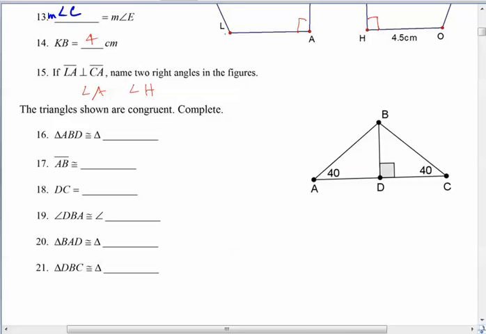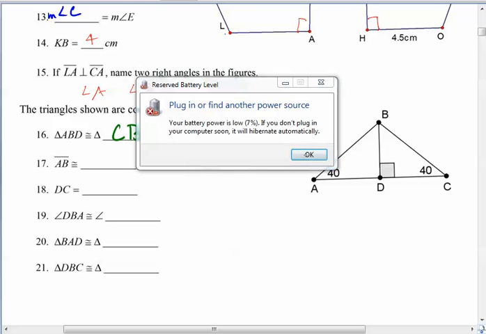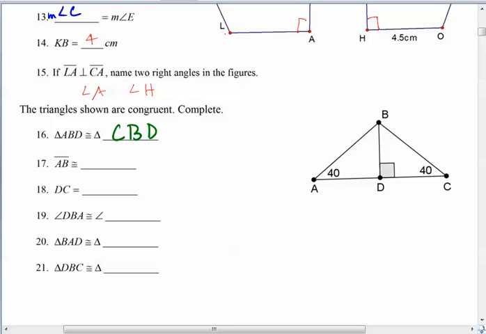So triangle ABD is congruent to triangle, that would be C with the 40-degree angle, then B, and then D. Notice they share BD as a side. That means segment AB, first two letters, matches up with the first two letters here, that would be segment CB. DC will match up with D and A, last and first.